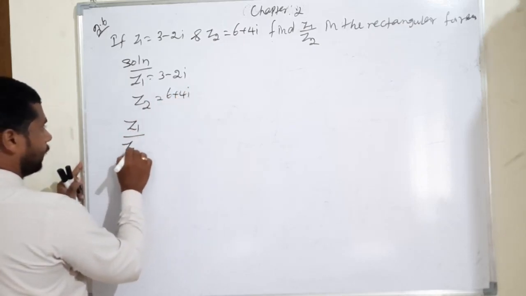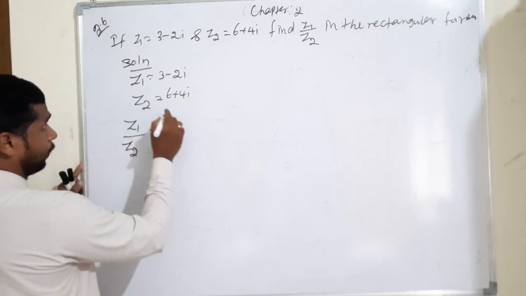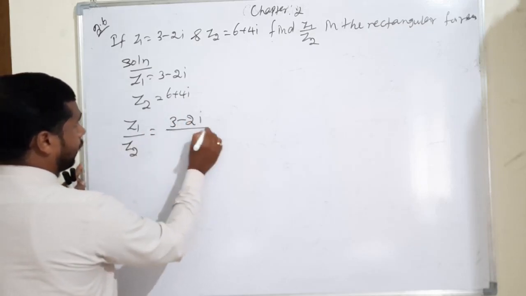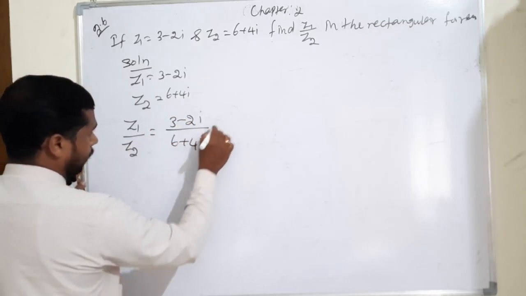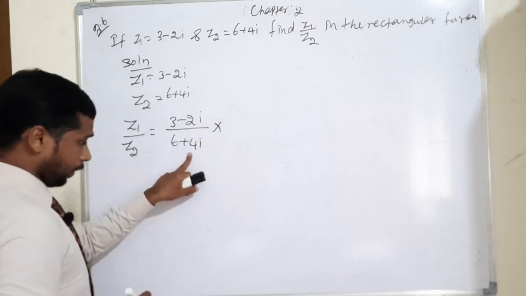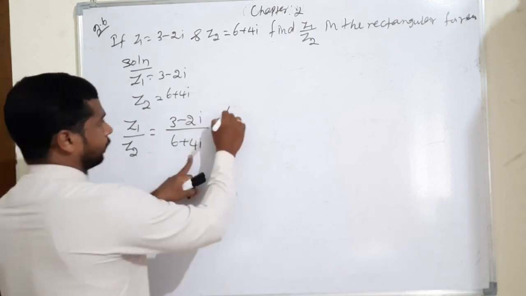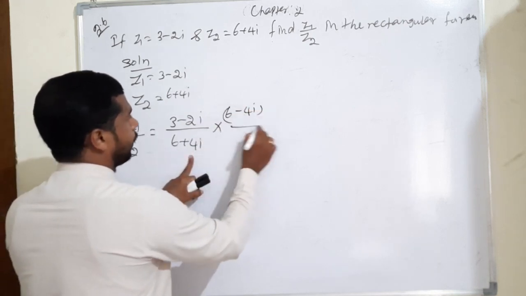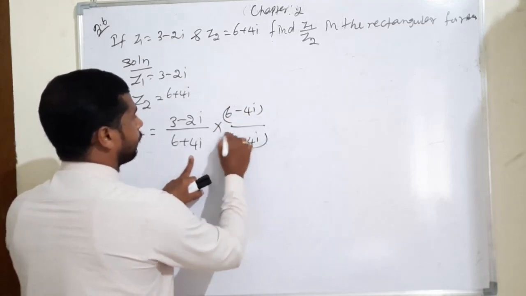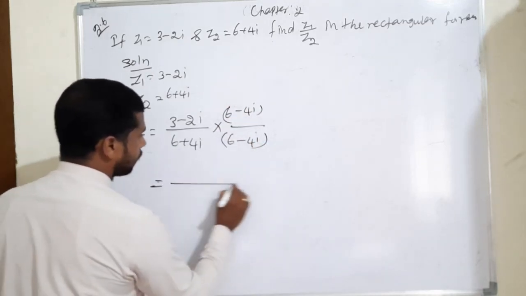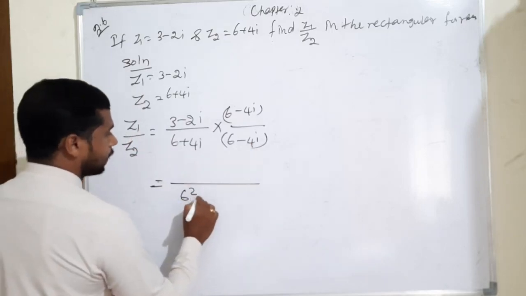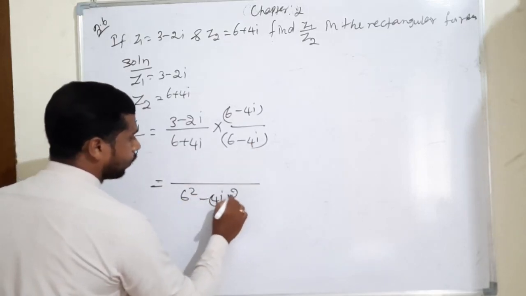So z1 by z2, what do you have to do? 3 minus 2i divided by 6 plus 4i. Then for the conjugate, multiply both terms by 6 minus 4i divided by 6 minus 4i. So the common denominator is (a plus b) into (a minus b): 6 square minus (4i) whole square.